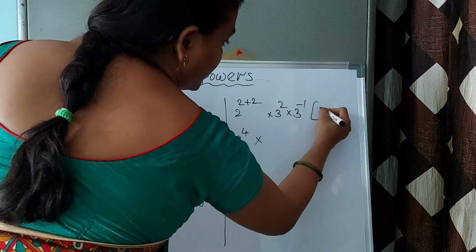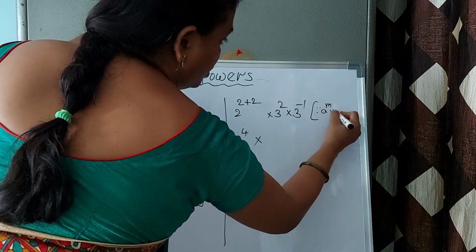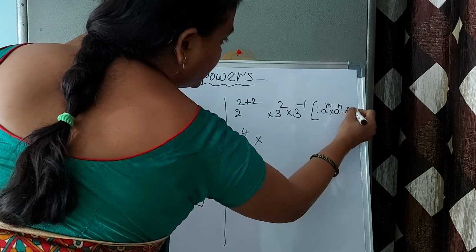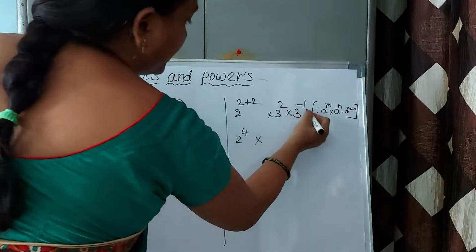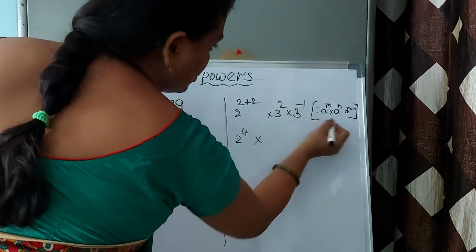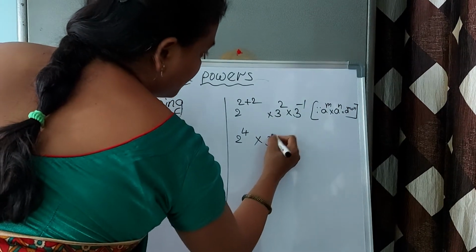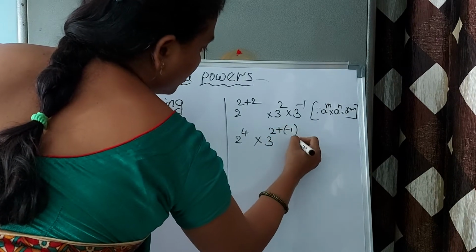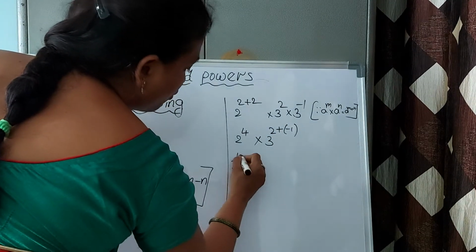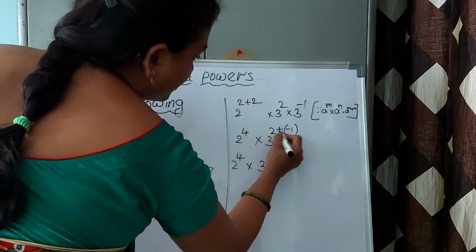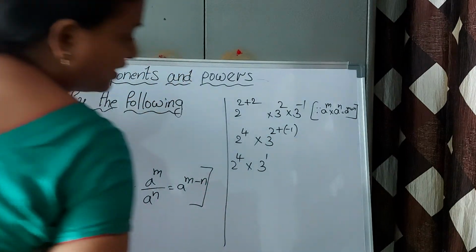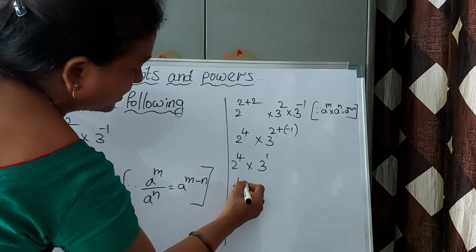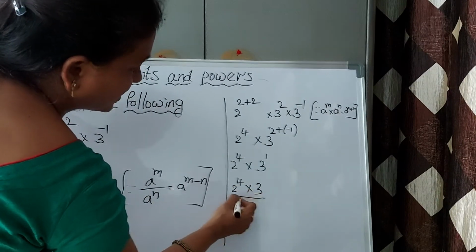A power m into a power n is equal to a power m plus n. So, according to this formula, 2 power 4 into 3 power 2 minus 1, which is 2 power 4 into 3 power 1. That is the final answer.